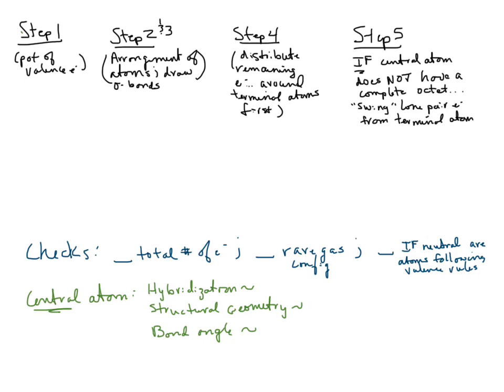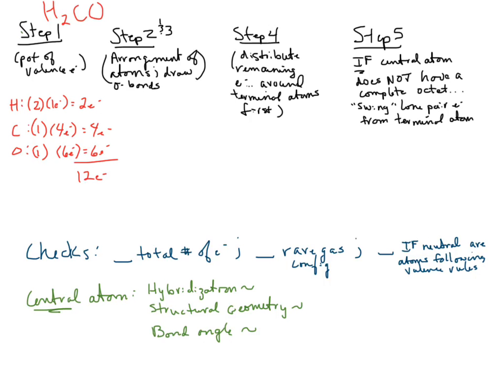So this one, drum roll please. We are going to do the formula H2CO. H2CO. So that goes at the top. So you can go ahead and do the first box, which is, what's the pot of electrons brought by those 4 atoms?